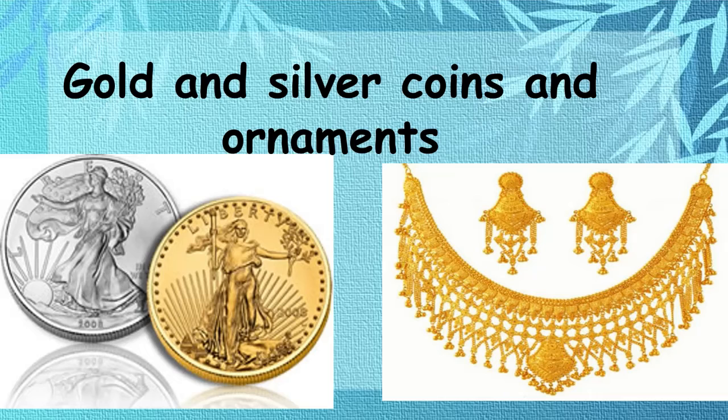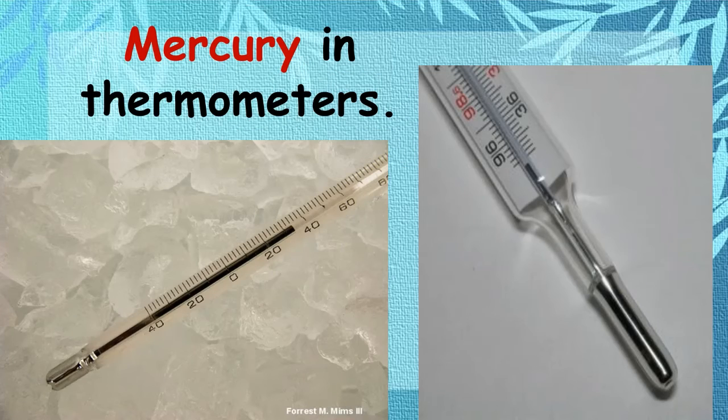Next is mercury. Mercury is used in thermometers. You must have seen the line which goes up and down according to your temperature. Mercury in thermometers is extremely important in order to check a person's temperature.